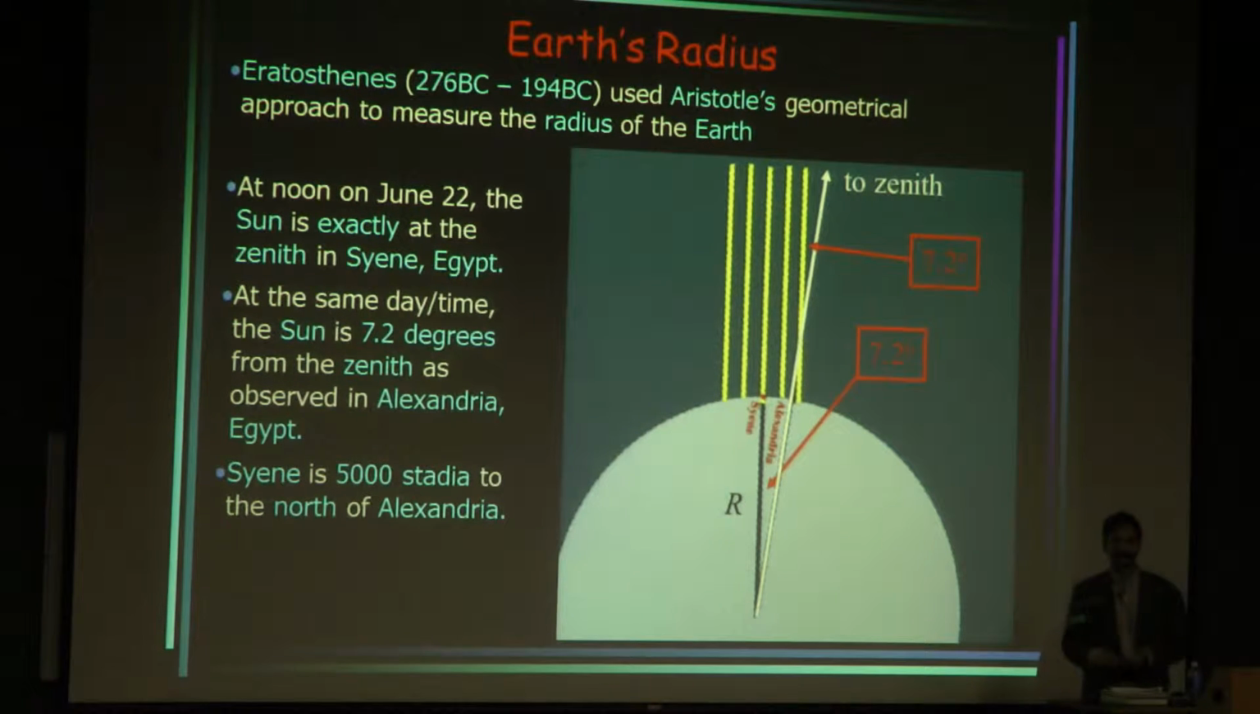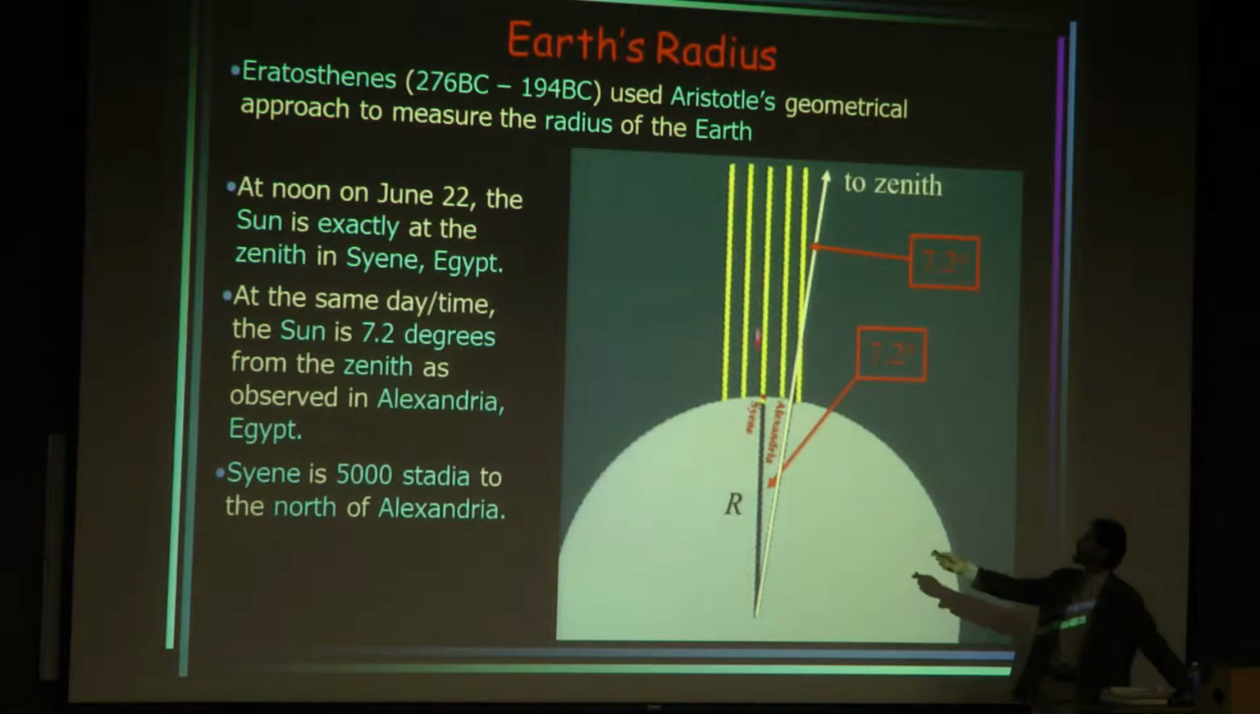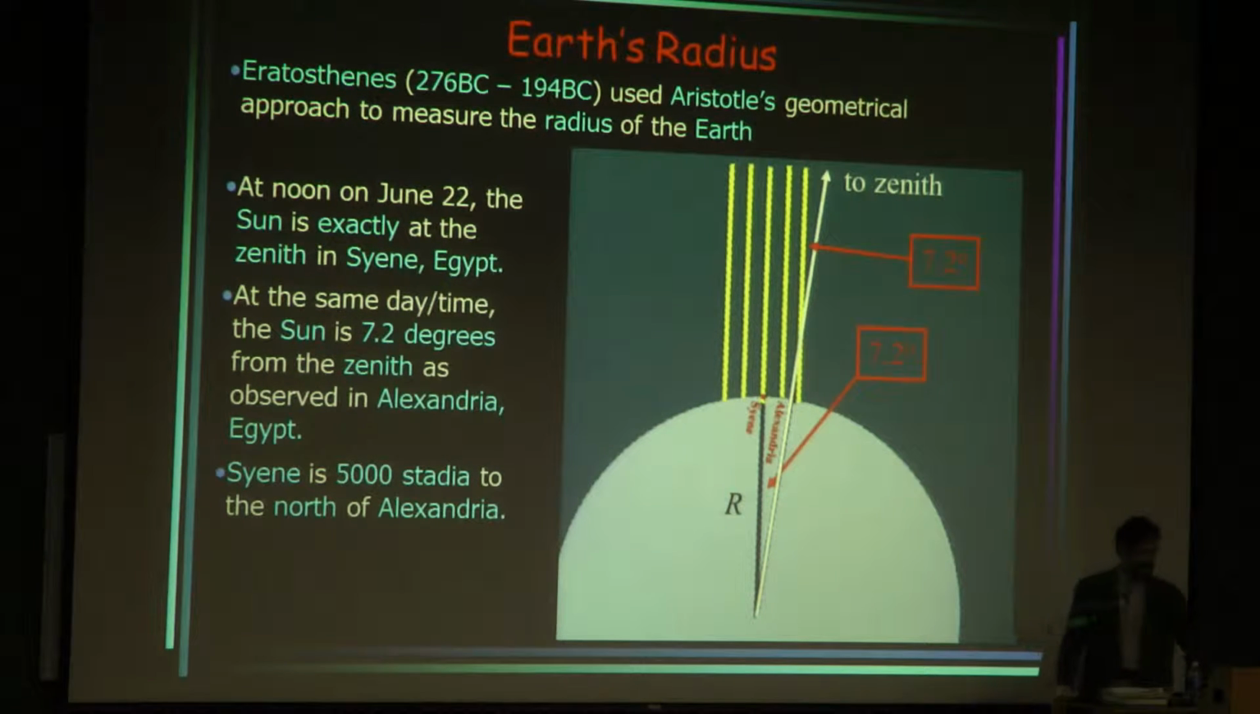pi times the radius here, right? Use a fractional kind of argument. So the whole thing keys on the idea that the sun is right over, right on this radial line going down to Syene on June 22nd, and he measures this angle at 7.2 degrees on the same day. And we have that distance there at 5,000 stadia. So we put together a fraction.